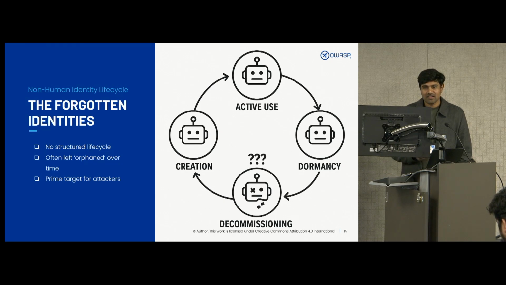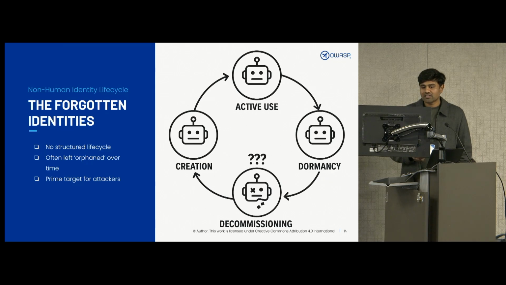What happens with non-human identities? Typically, you would provision a service account for some project, give it a bunch of permissions. One year down the lane, your project is shelved for whatever reason, but the non-human identity would still linger over there. That's what we call an orphaned non-human identity.